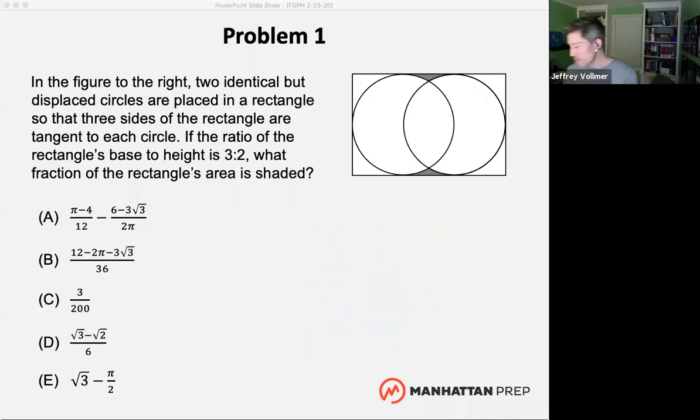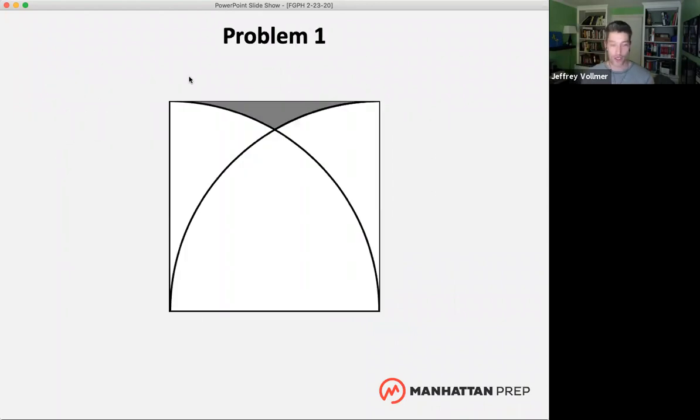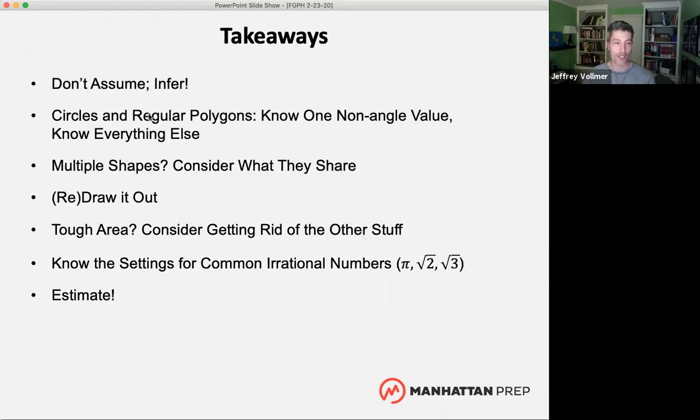Whew, all right, that was pretty brutal. That was a tough lesson. I'll be just straight up honest with you. That one was hard. But hopefully we're leaving with some decent takeaways to then throw at challenging geometry problems in the future. Remember, don't assume, infer. Know the special shapes where you can derive one measurement from any other, okay? Whenever you have multiple shapes in a geometry problem, you really want to consider how they touch or where they overlap, all right? That's going to be critical information.